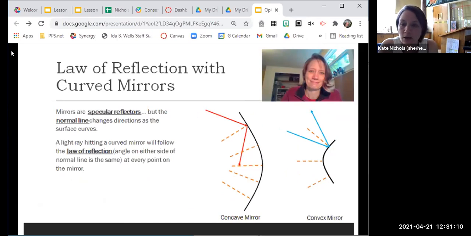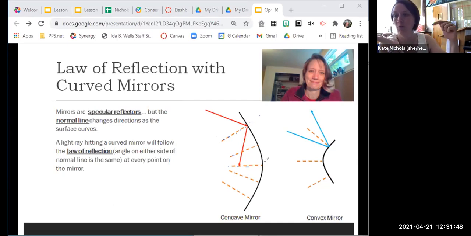So mirrors are these specular reflectors. They don't bounce things in all directions. They bounce things always according to the law of reflection, but the normal line is changing direction as that mirror curves, right? So you can see at the top, this orange normal line is in that orientation. And then here it's like this. Right in the middle of the device, the normal line is going to be horizontal because that mirror is, at a microscopic level, straight vertical at that location. But the normal line keeps changing, which means that depending on where the light ray hits this curved mirror, it's going to bounce in a different direction.